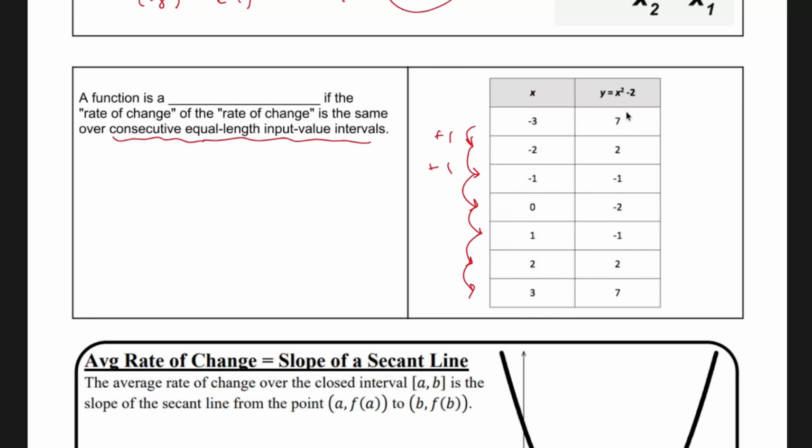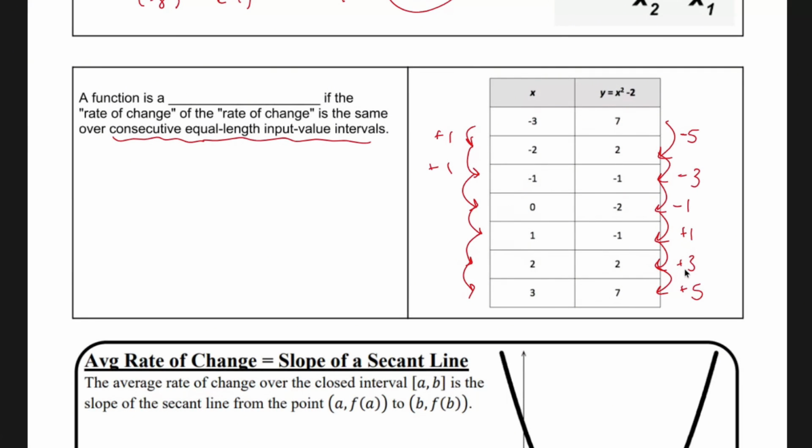Now, this guy over here, it's talking about the rate of change of the rate of change. Well, the first rate of change is if I were to go over this and say, all right, well, it looks like what we're doing is we're subtracting 5 to get from 7 to 2. To get from 2 to negative 1, we're subtracting 3. And then to get from negative 1 to negative 2, we're subtracting 1. And then now we're adding 1. And then now we're adding 3. And then now we're adding 5.